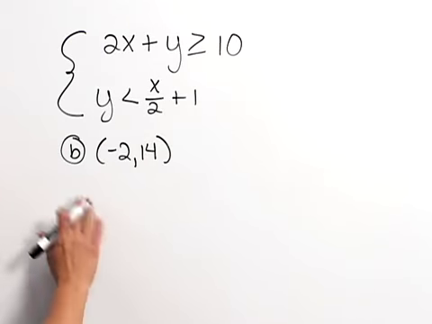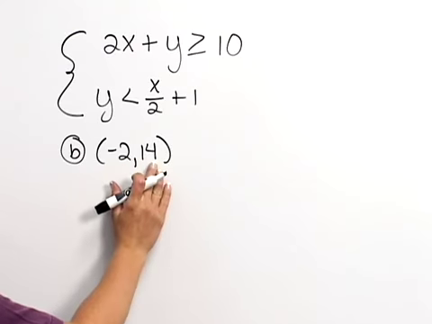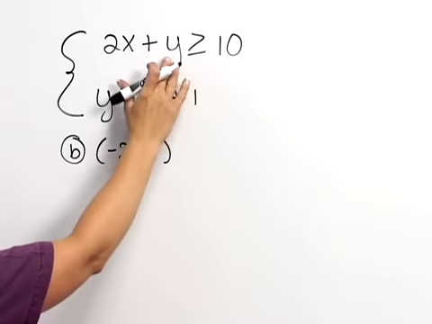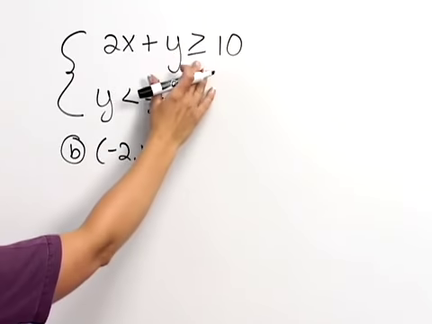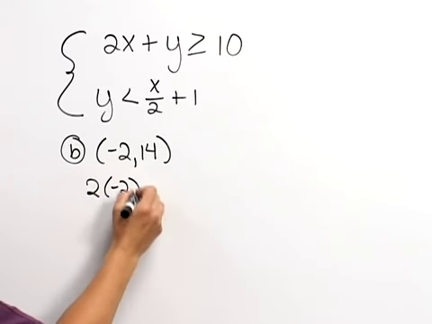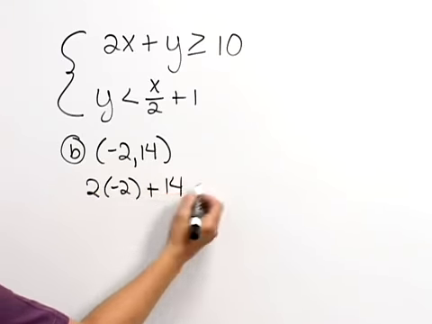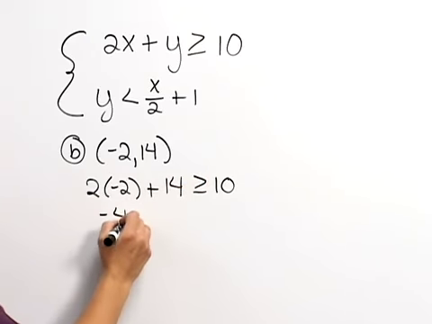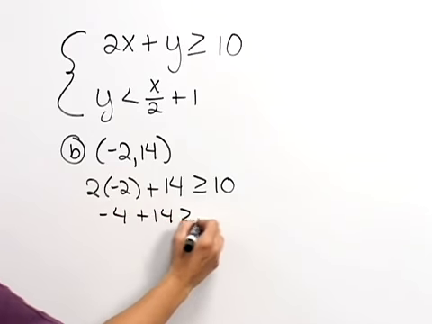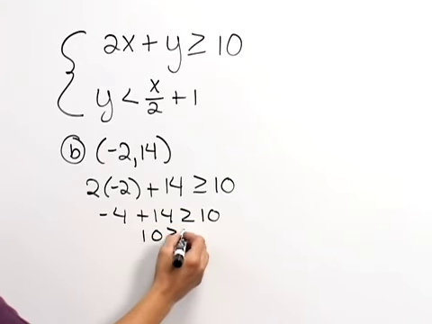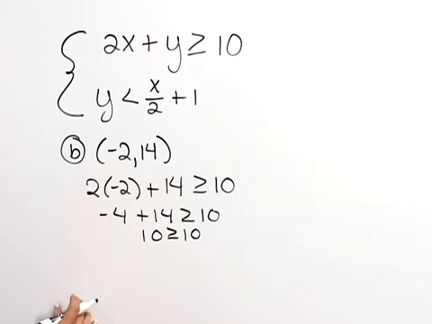For this one, on part B, we're going to check (-2, 14) in both of these and see if they work. So we're going to replace this x with negative 2 and the y with 14 to see if it's greater than or equal to 10. That gives you 2 times negative 2 plus 14. We want to know if that's greater than or equal to 10. And that gives you negative 4 plus 14, which when you combine those, you get 10, and that is greater than or equal to. The key is "or equal to," and they are equal, so that works in that equation.